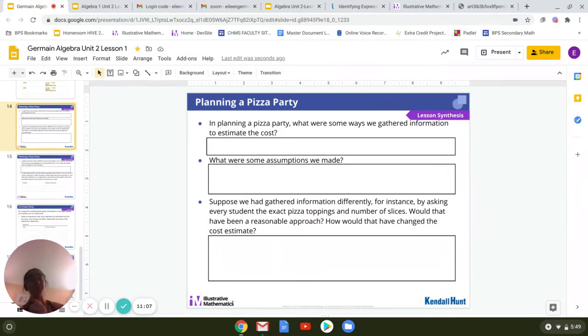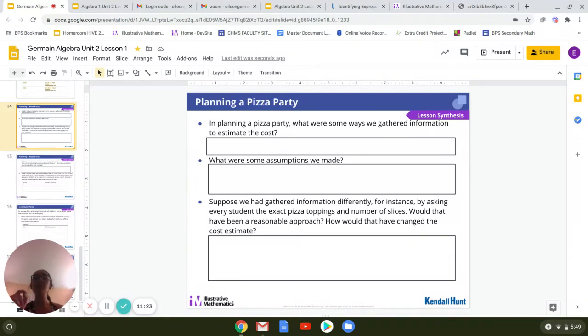For example, we're not going to order more than, or people aren't going to eat more than 2 slices each. A lot of people like cheese, so we're going to buy a majority of cheese. People love buffalo wings, so we're going to get 5 orders of them. What assumptions did you make?